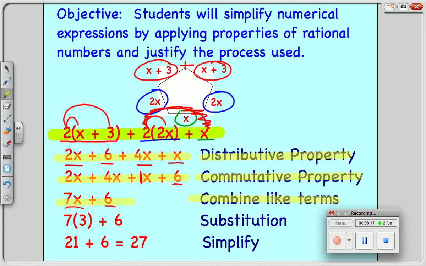Now I substitute the x for 3. Remember you had on the previous page that x equals 3? So now I substitute here my x for the number 3. Now I have multiplication and addition. What comes first in the order of operations? You should have said multiplication. So multiplying 7 times 3 is 21, and adding 6 is now 27, giving you the answer, simplifying 27. Next screen.